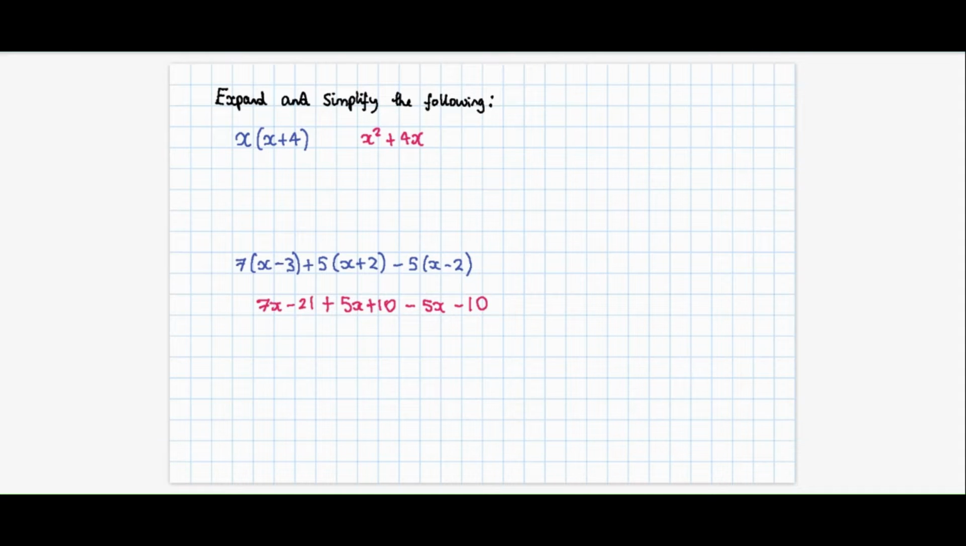Now we want to simplify this out. So here you can see that we can add the x's first. So we've got 7x plus 5x minus 5x. Now you see that these 5x's cancel, so this actually equals 7x. And then we can do all of the numbers at the end here. So we've got minus 21 plus 10, and then minus minus 10, which is going to be plus 10 again. So it's going to be minus 21 plus 10 plus 10, which equals minus 1. And if you add that together, you get 7x minus 1. And that's the answer.